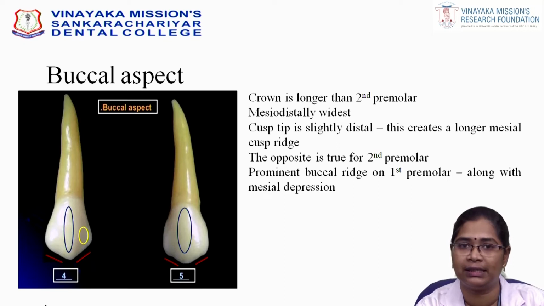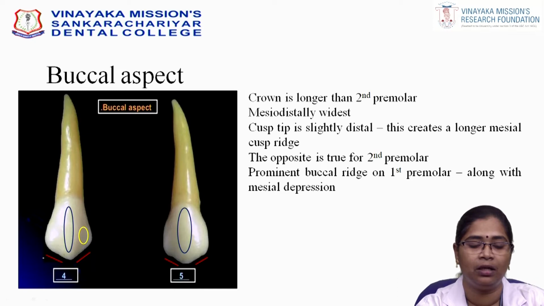By measurement it is the same, 8.5 centimeters in length, but it appears to be longer when compared to the maxillary second premolar. And the mesiodistal width is also widest in the maxillary first premolar when compared to the maxillary second premolar. The cusp tip is slightly displaced distally, which creates a longer mesial slope.